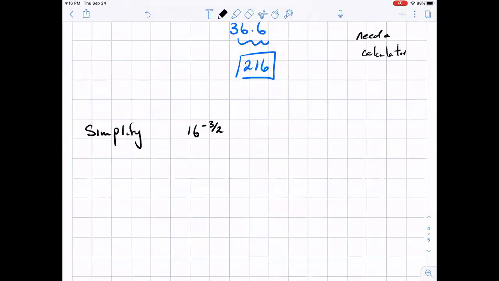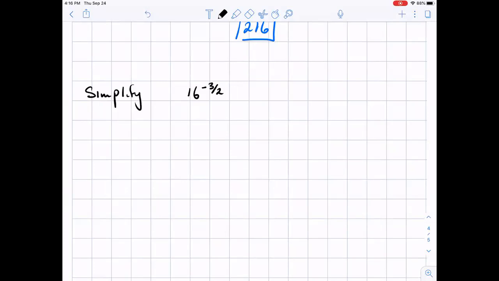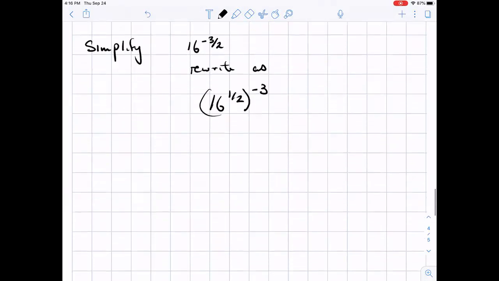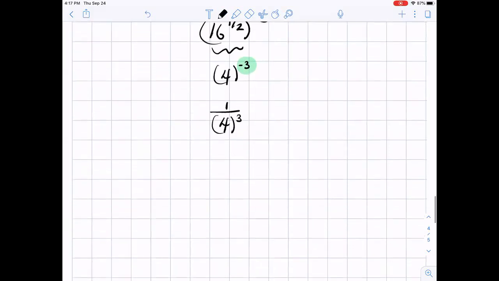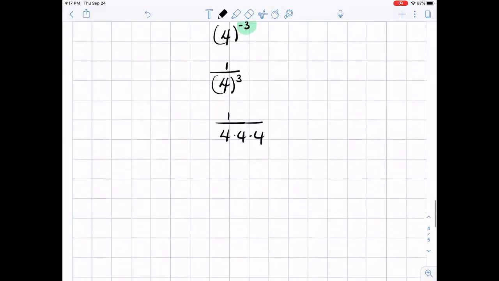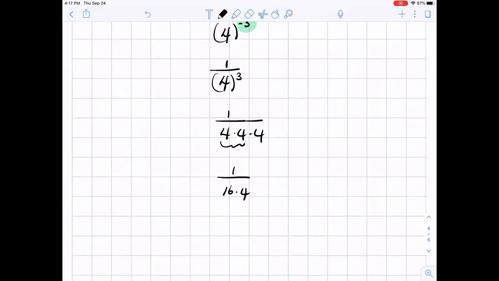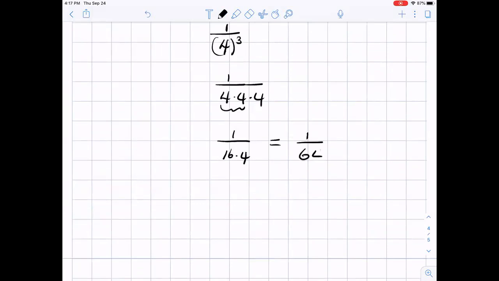So let's look at one example with a negative power now. Simplify 16 to the negative 3/2 power. So we know we can rewrite this as 16 to the 1/2 and then to the negative 3rd power. And we know that this means the square root of 16, which is 4, to the negative 3rd power. Well, we also have to remember what the negative 3 means. From our definition, the negative power can become positive by putting it in the denominator. And now this becomes 1 over 4 times 4 times 4. If you multiply these two, you get 16, and 16 times 4 is equal to 1 over 64.